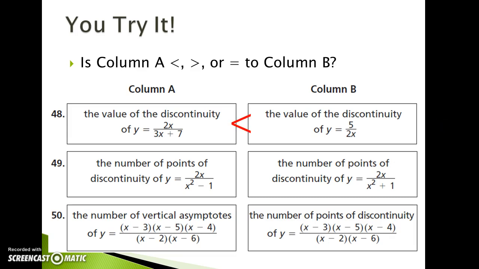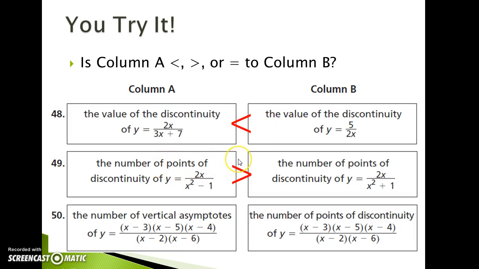Hopefully for this first one, this is what you found. If you set 3x plus 7 equal to 0 and solve for x, if you set 2x equal to 0 and solve for x, you will find that the value of x over here is less than the value of x over here. Since the denominator is where discontinuities come into play, all we care about is that part of the function.